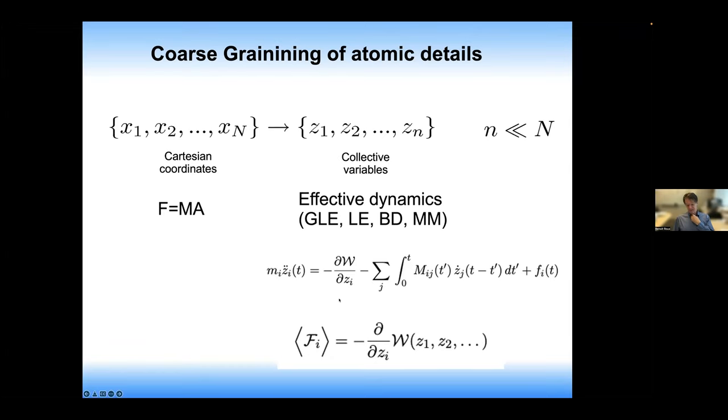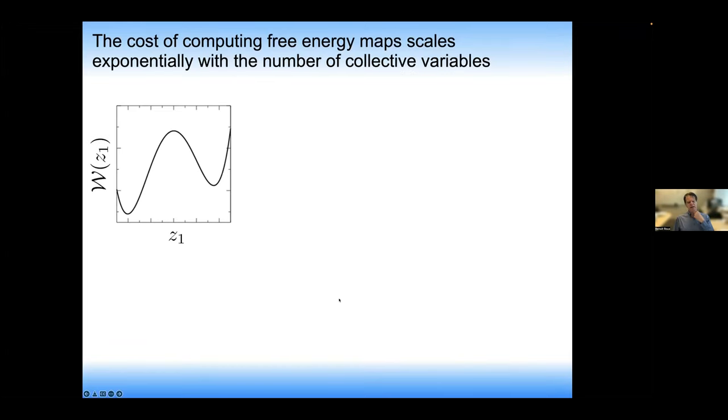Now, the potential of mean force is a key thing. In one dimension, there are ways to calculate the potential of mean force. For example, if there are two stable states, you could imagine there are two wells like that with a barrier in between. And there are ways to calculate that, for example, with umbrella sampling or metadynamics or adaptive biasing force.